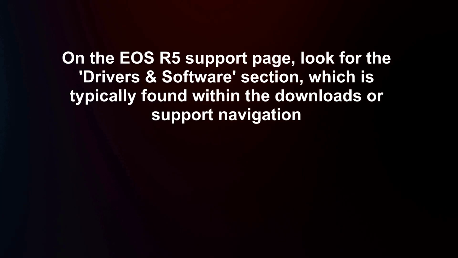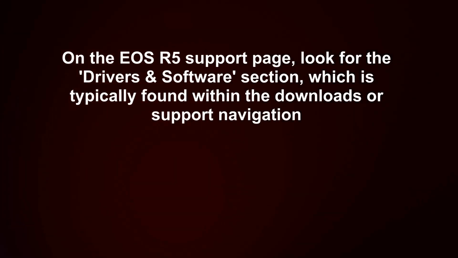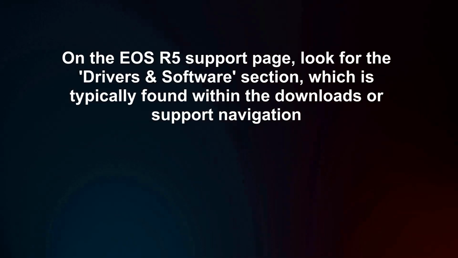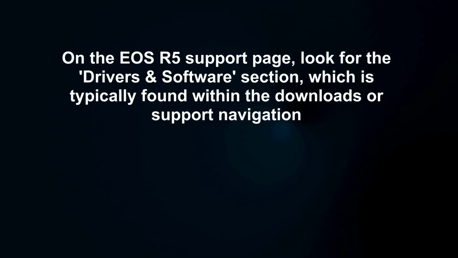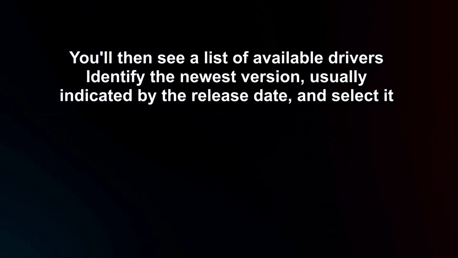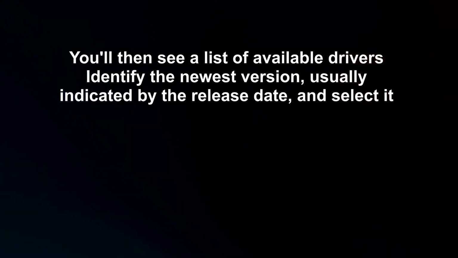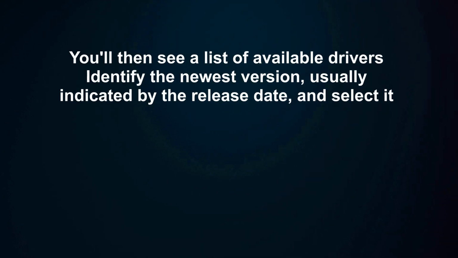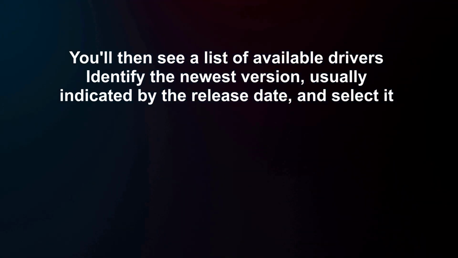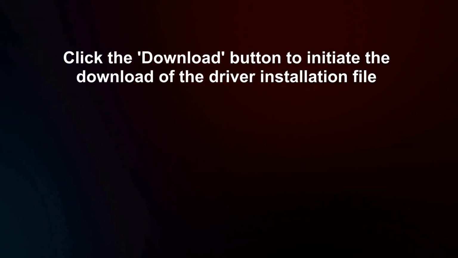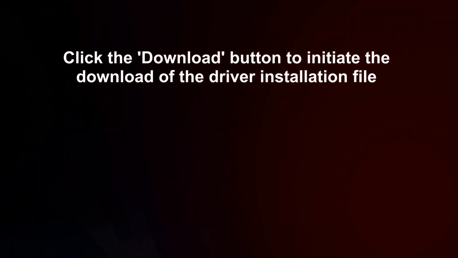On the EOS R5 support page, look for the Drivers and Software section, which is typically found within the Downloads or Support navigation. You'll then see a list of available drivers. Identify the newest version, usually indicated by the release date, and select it. Click the Download button to initiate the download of the driver installation file.